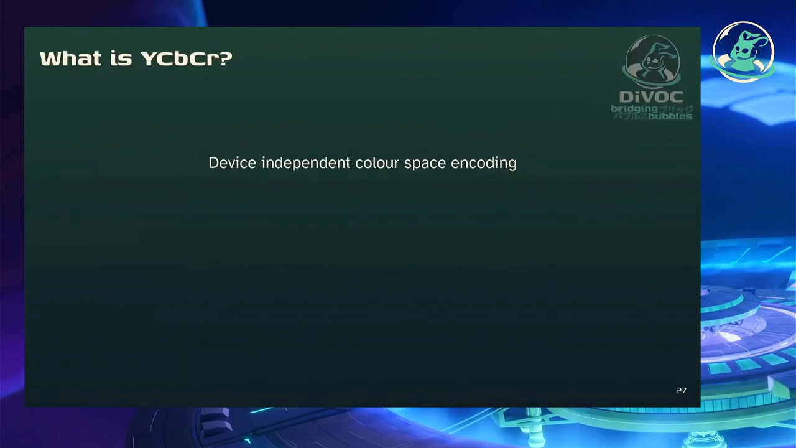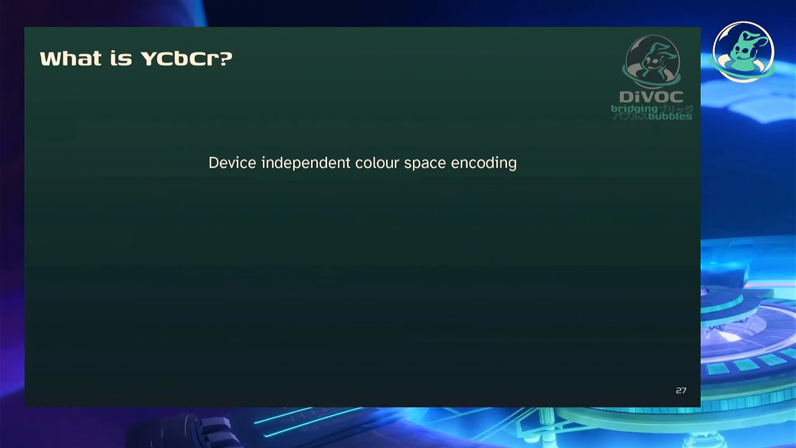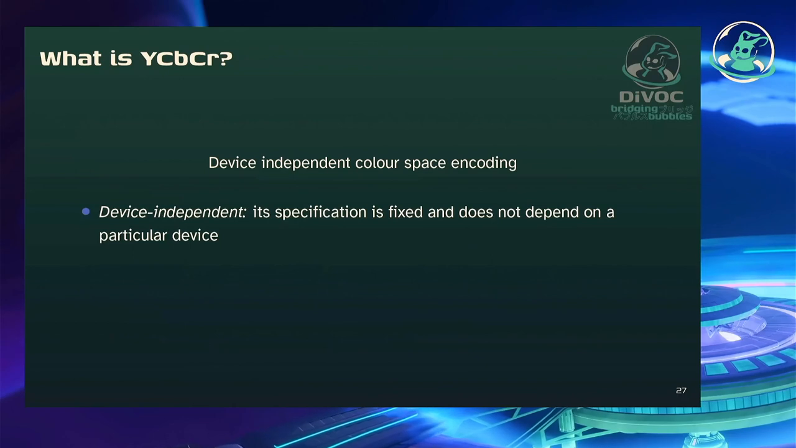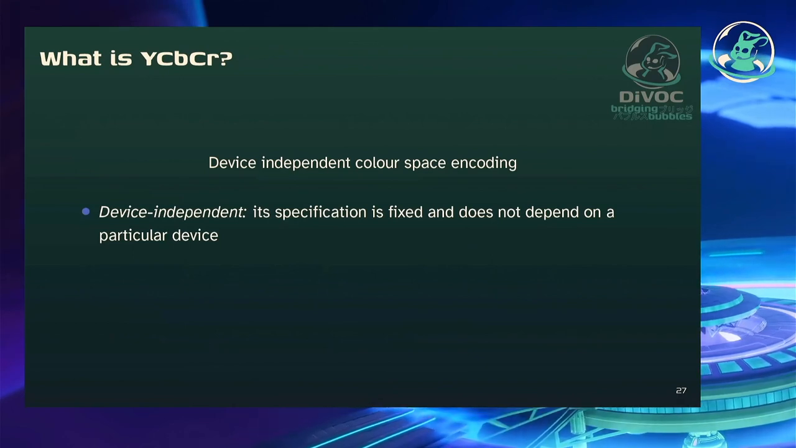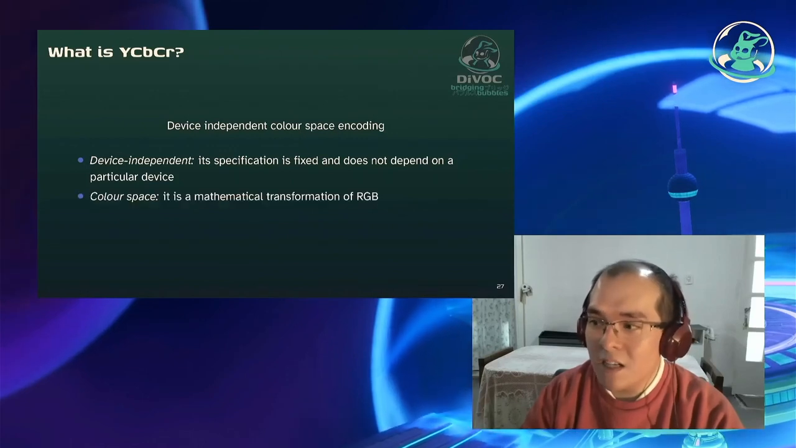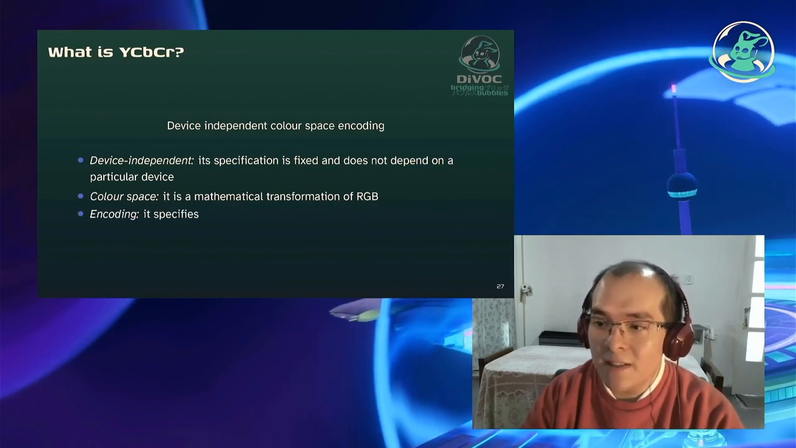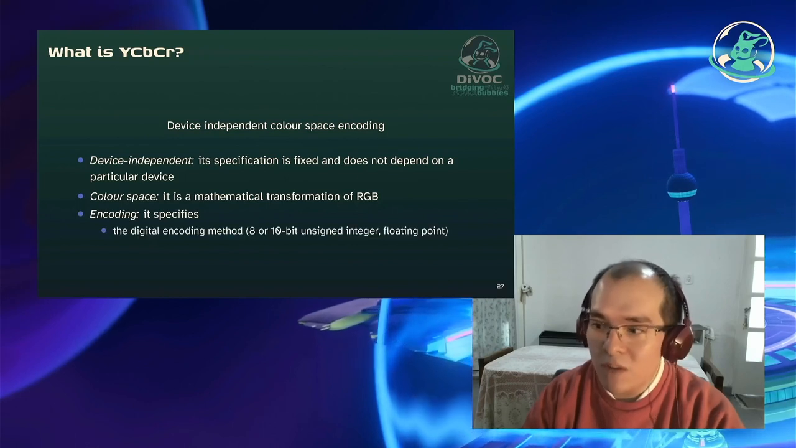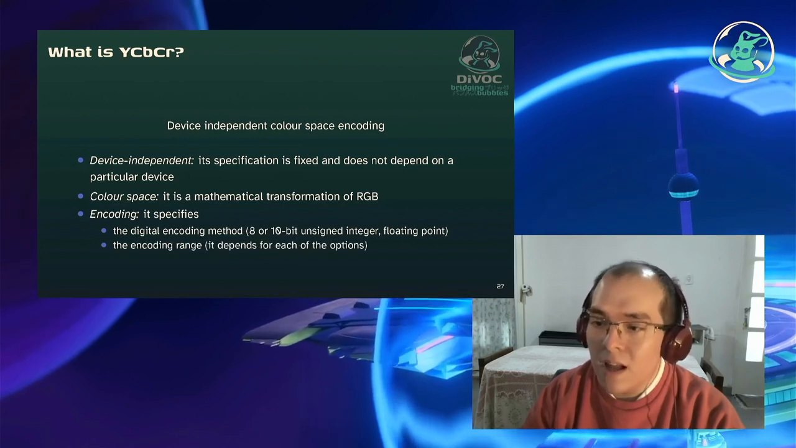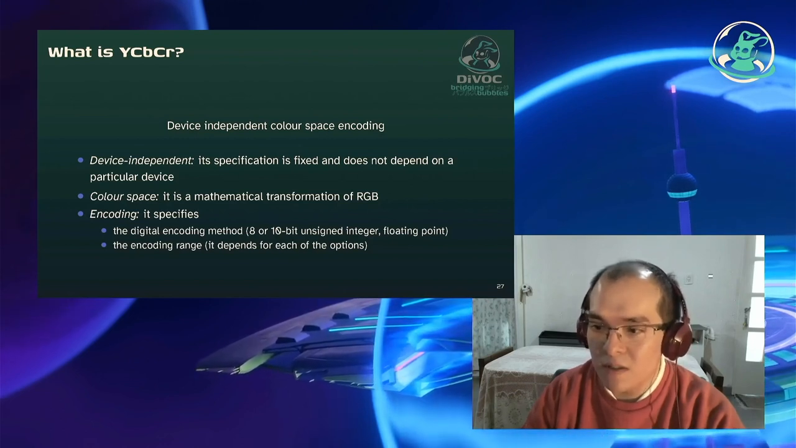Now, for the YCbCr color space, YCbCr is what we call a device-independent color space encoding. Device-independent is because its specification is fixed into two standards and does not depend on a particular device. Color space, because it is a mathematical transformation of RGB. And encoding, because it specifies first the digital encoding method it will be using, for instance, 8 or 10 bit integer as well as floating point. And secondly, it specifies the valid range of values, which depends on each of the options.